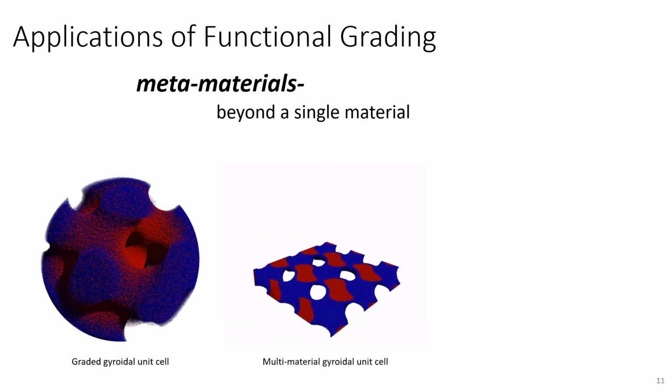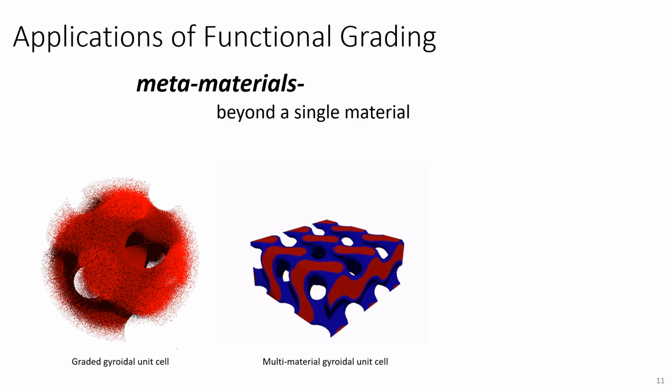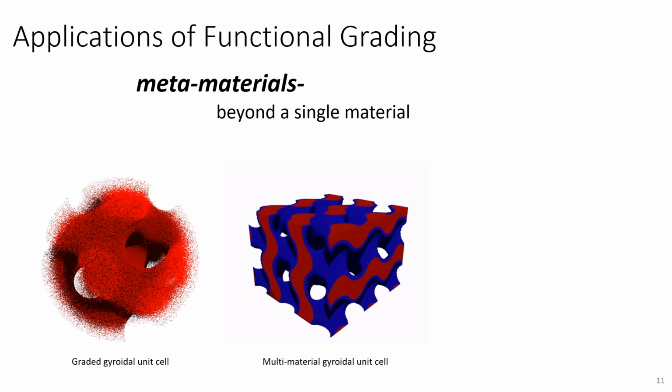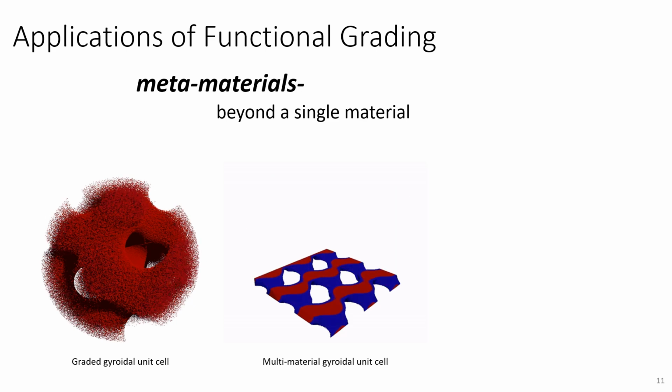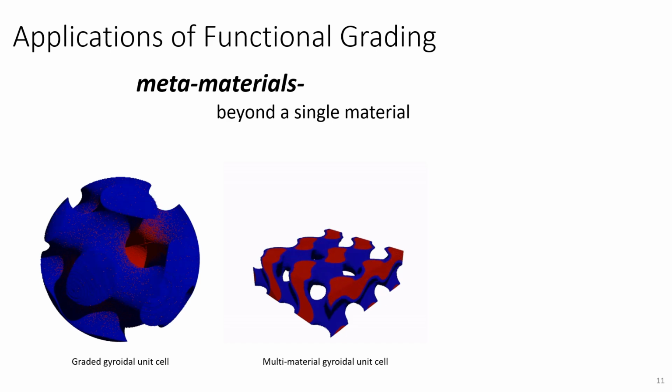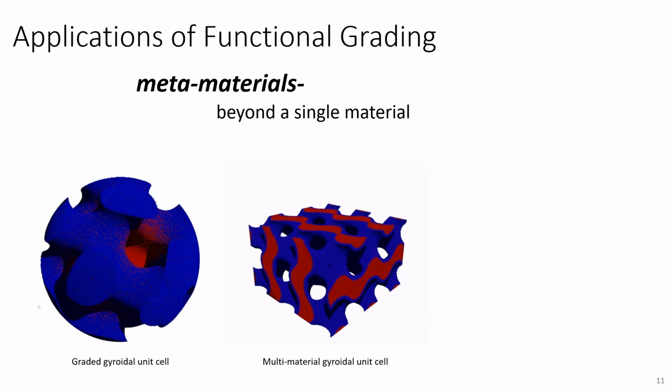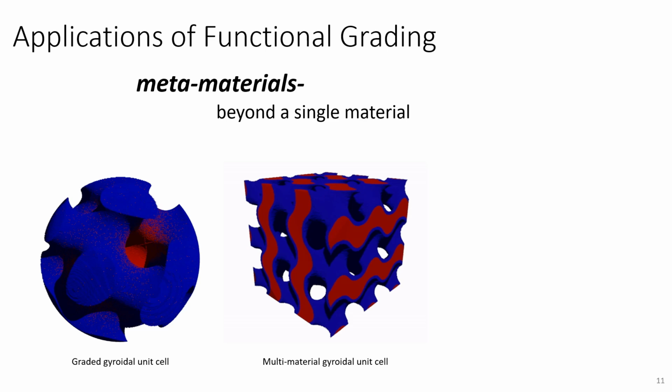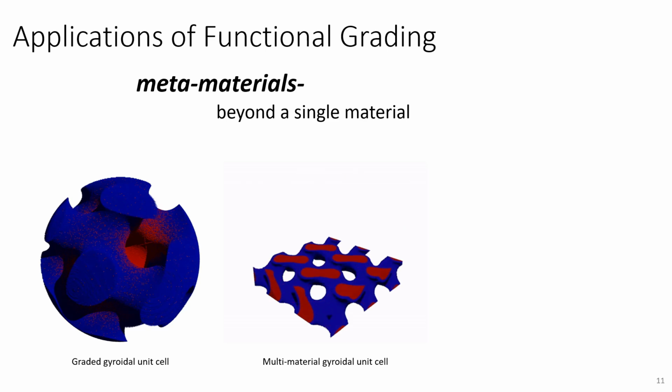We could also create discrete material regions very easily with our functions. It doesn't have to be a gradient. In this case, this is another gyroidal unit cell, a cube, where we've graded in a red material just on the inside with a hard transition to the blue on the outside.